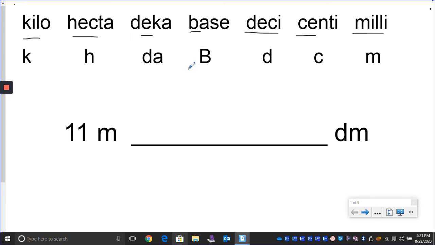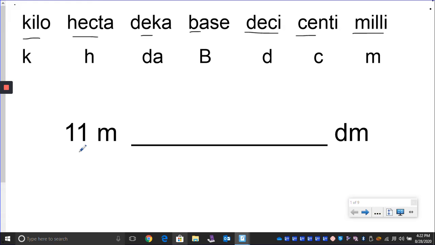Make sure you know your metric prefix symbols. K, H, DA, base unit, D, C, and M. Super, super important you know those. And I would get in the habit for every problem that I do, having these metric prefix symbols above your answer, above your problem. That way you can visually see where you start your problem and where you end up. And that will direct you where to swing your decimal point and how many times.